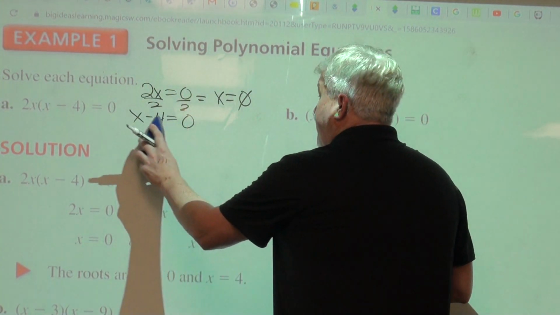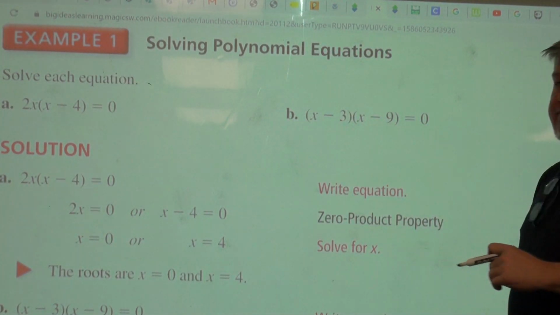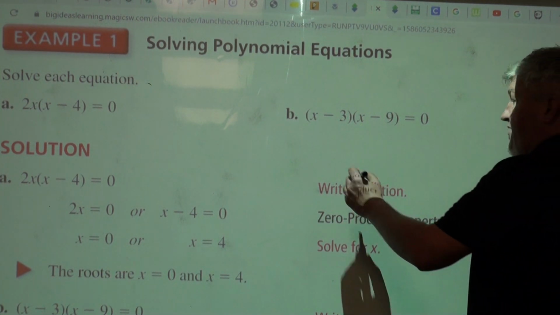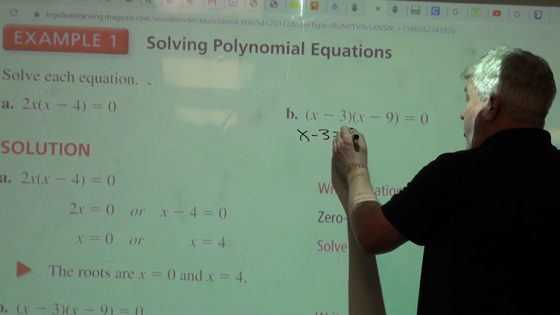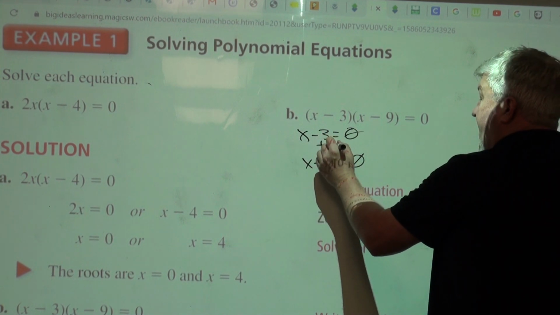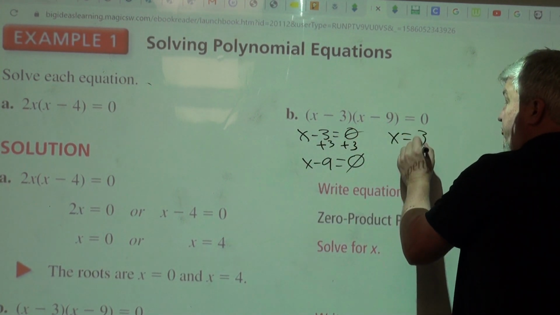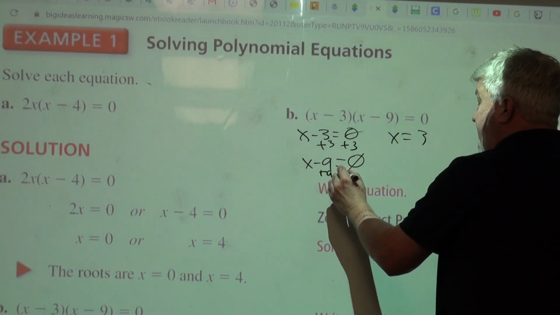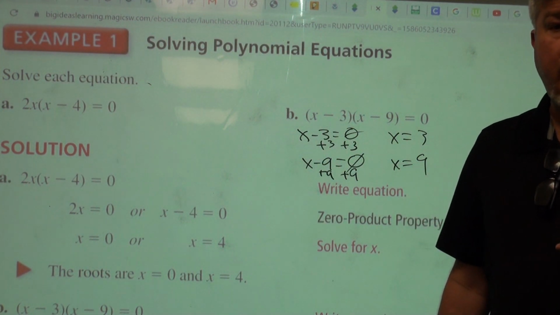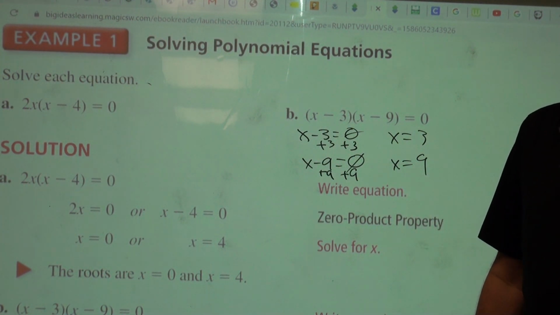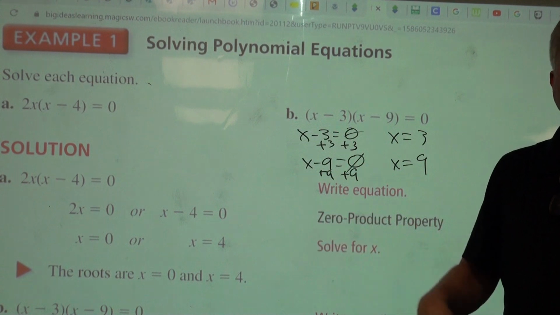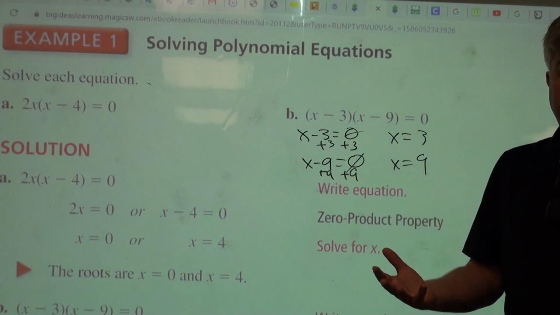All you do is set the two things equal to 0 to solve. Second one, (x minus 3) times (x minus 9) equals 0. So set both of those equal to 0. x minus 3 equals 0, or x minus 9 equals 0. Add 3 to both sides, the first option gives me x equals 3. If I add 9 to both sides, the second option gives me x equals 9. So my two possible solutions for the second equation are x equals 3 or x equals 9, because if you substitute either one of those numbers for x in the original equation, you end up with an answer of 0.